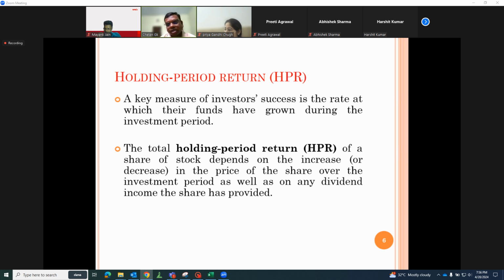Assume that you have got some 10% dividend as well. 10% means assume that the face value of the stock was 10 rupees, and you got 10% return, which means 10% on 10 rupees is 1 rupee. So 1 rupee is the dividend income you got. So if I add the dividend return and the capital appreciation, I get something called holding period return. That is as simple as that. Fine.